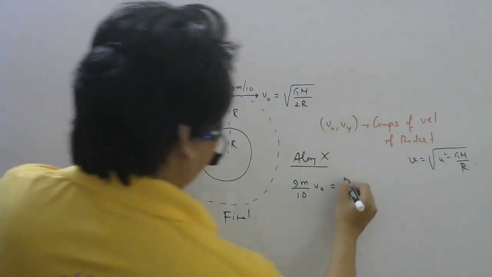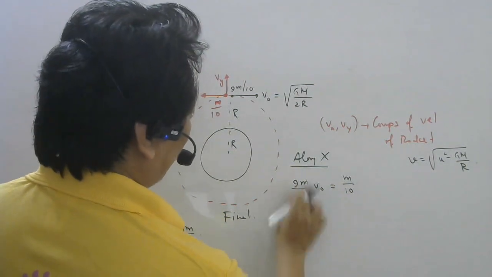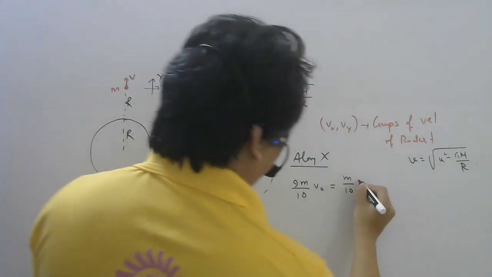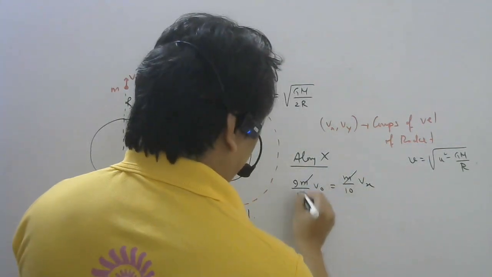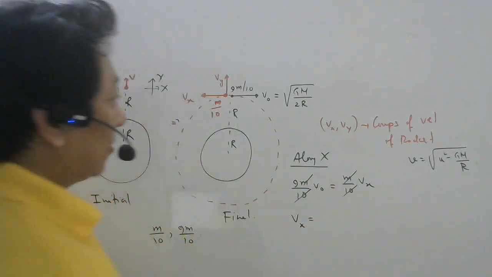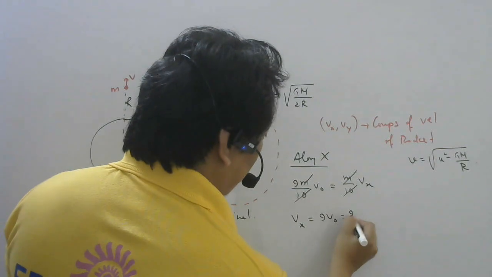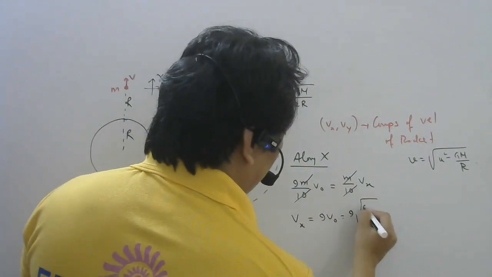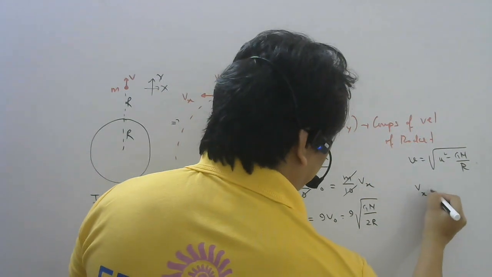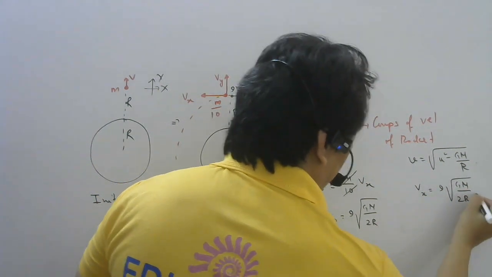What is this momentum? Mass of satellite, okay, not rocket, into velocity of rocket along the x-axis, which we don't know. So m gets cancelled, 10 gets cancelled. So the x component of the rocket's velocity is 9v0. And v0 we know is root over GM by 2r. So let me mention that here: 9 root over GM by 2r.